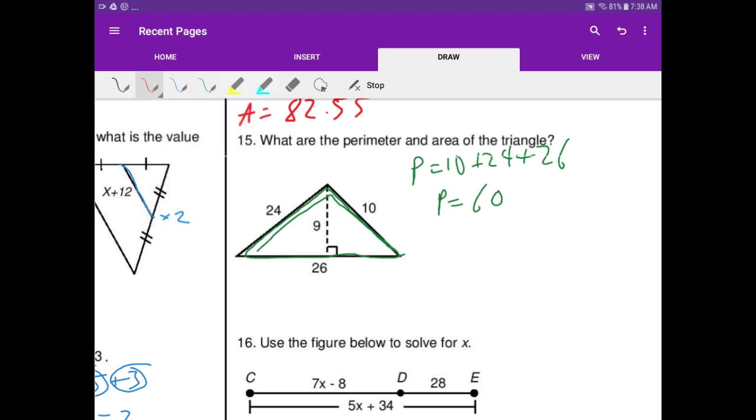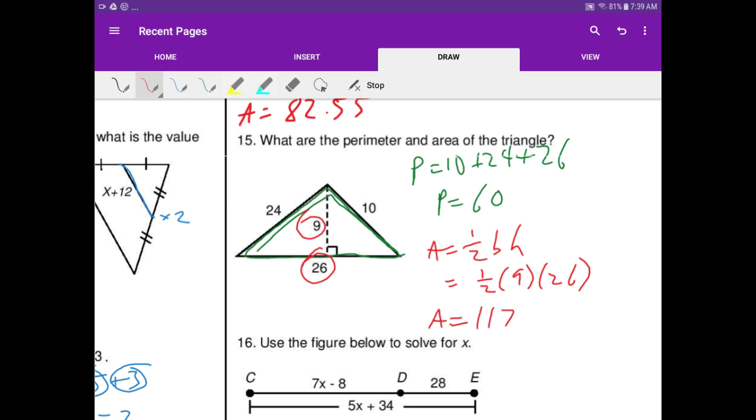you do base times height. So area equals 1/2 base times height for a triangle. So 1/2 9 times 26. So I'm just going to do 9 times 13 is 117.